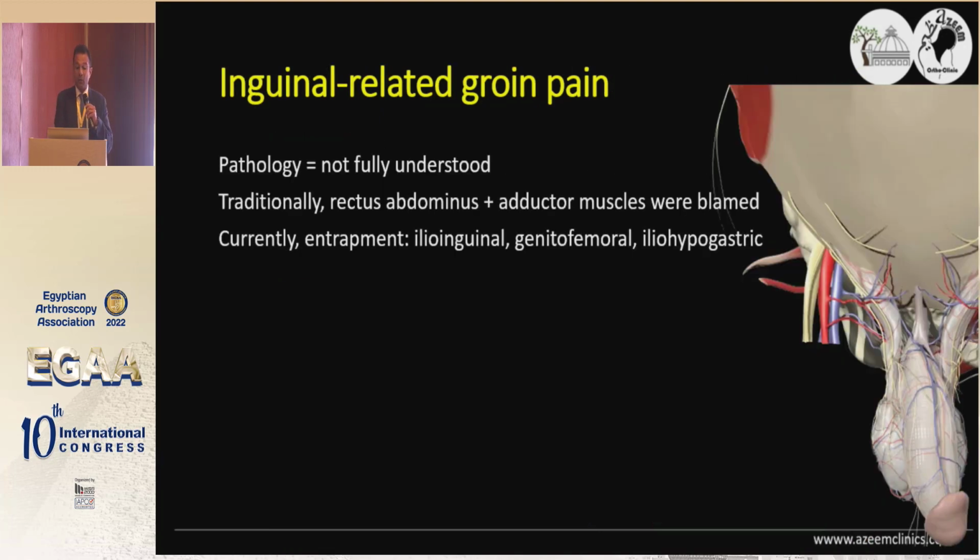If we think about inguinal-related pain, traditionally surgeons thought of it as a type of hernia. However, there is no specific hernia. So other people think about it as a neuroma, or entrapment of the ilioinguinal, genitofemoral, or iliohypogastric nerves. Many nerves pass through the inguinal canal.